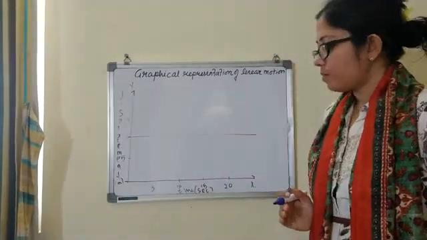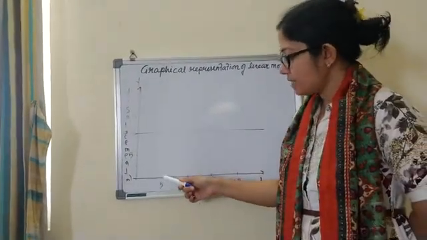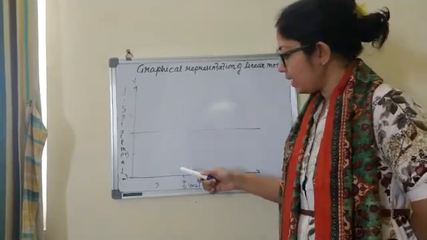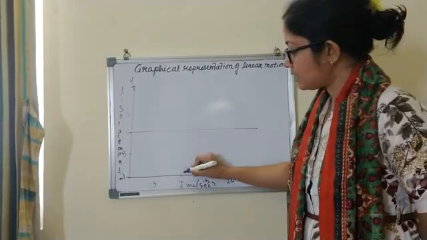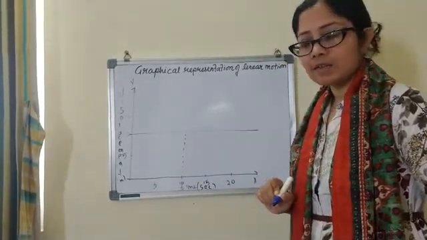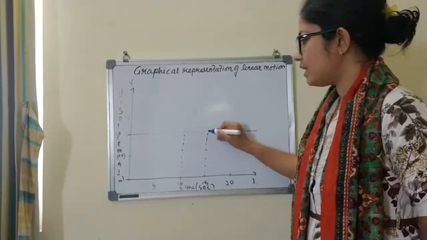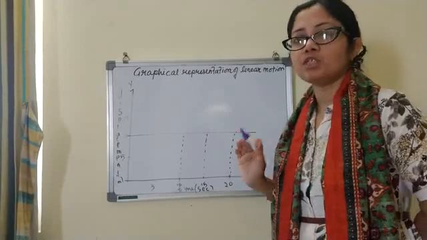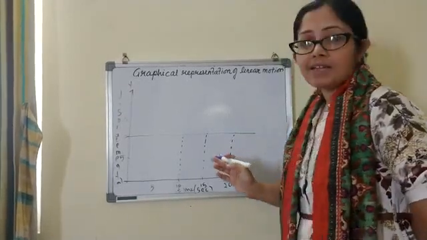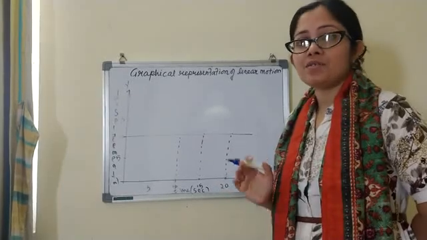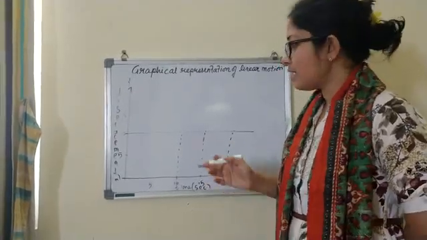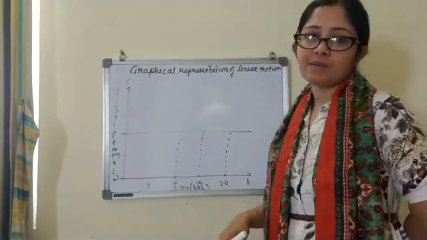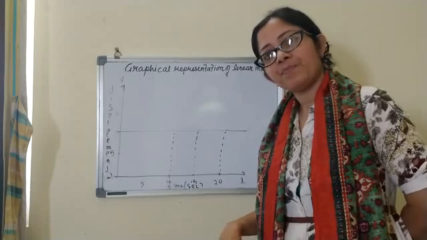What do I infer from this? Let us say at 5 seconds, the person was at 10 meters. At 10 seconds, the person was still at 10 meters. At 15, again the same position. At 20 seconds, again the same position, 10 meters. So, can you deduce from here? Is the person at rest or in motion? The person has certainly not changed his position. So, I can deduce from here that the person is at rest.